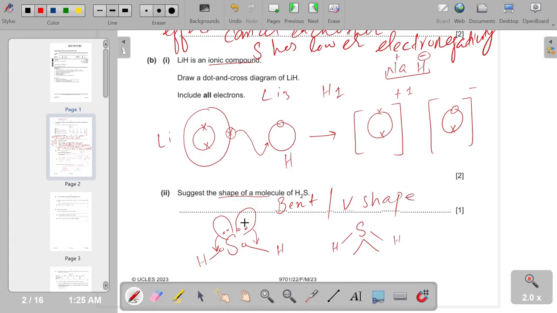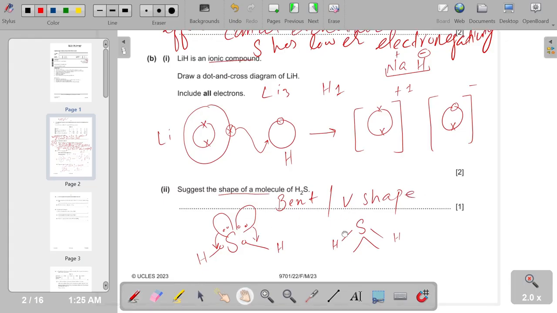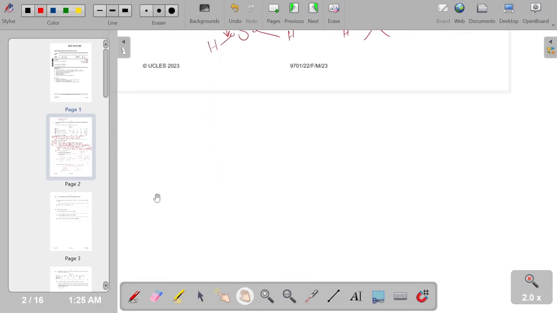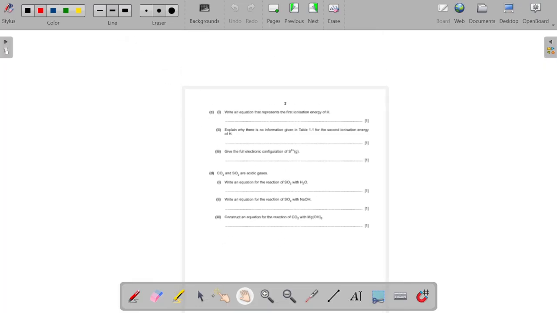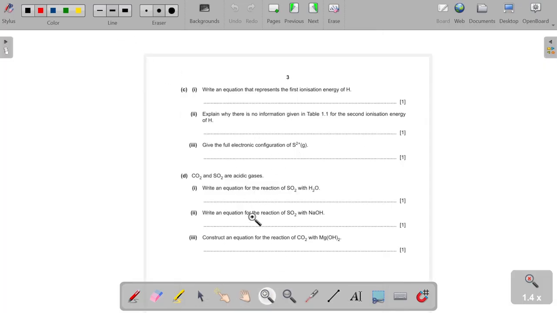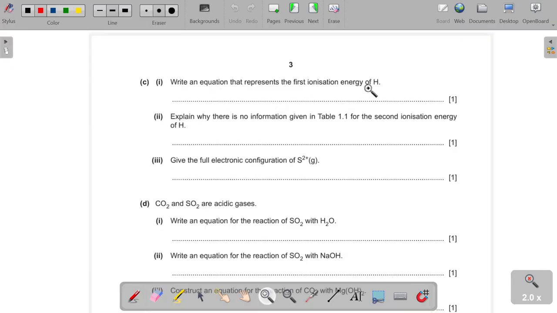So the next question is here. The question is, write an equation that represents the ionization energy of hydrogen. What is the definition of ionization energy? It is the minimum amount of energy required to remove electrons from an independent gaseous atom.